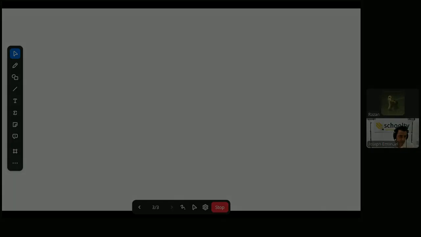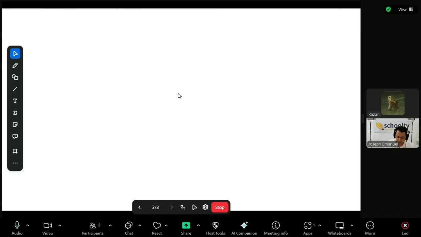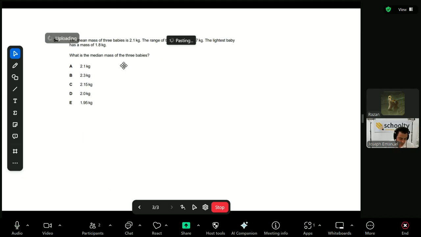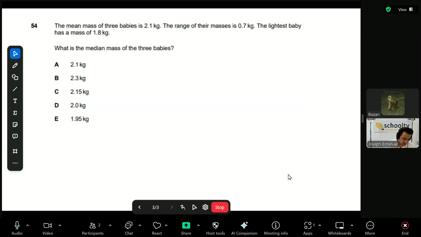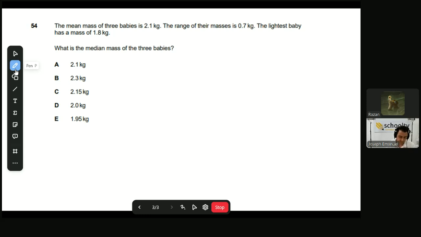It's also physics. Let's go. The mean mass of 3 babies is 2.1 kilograms. The range of their masses is 0.7 kilograms. The lightest baby has a mass of 1.8 kilograms. What is the median mass of the 3 babies?